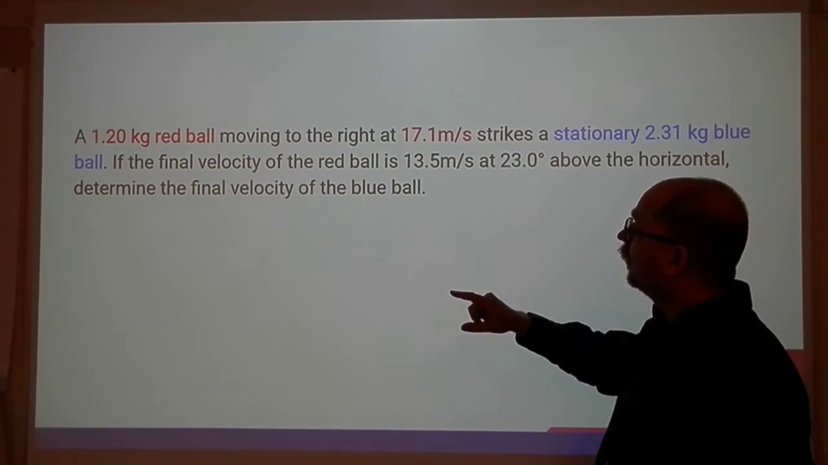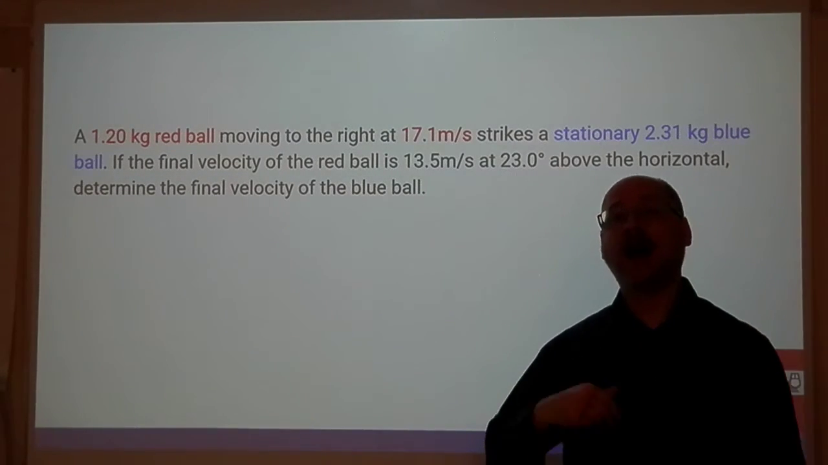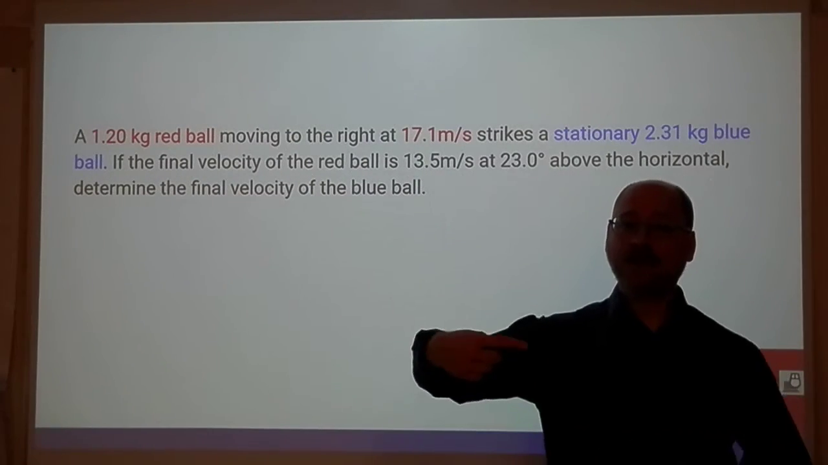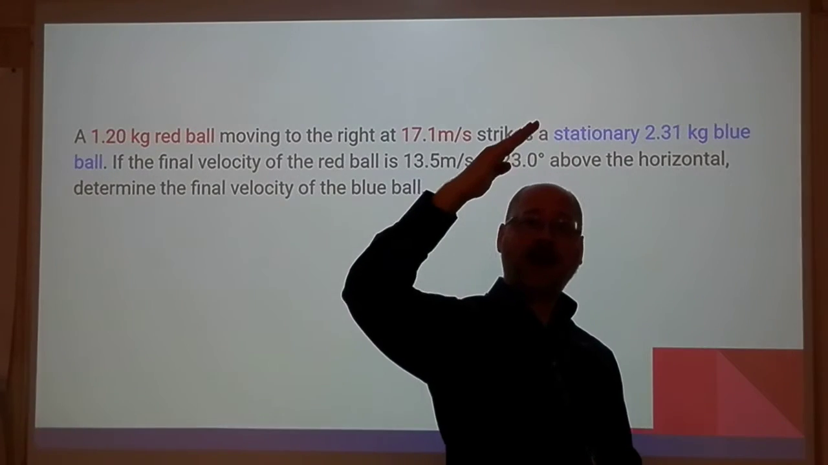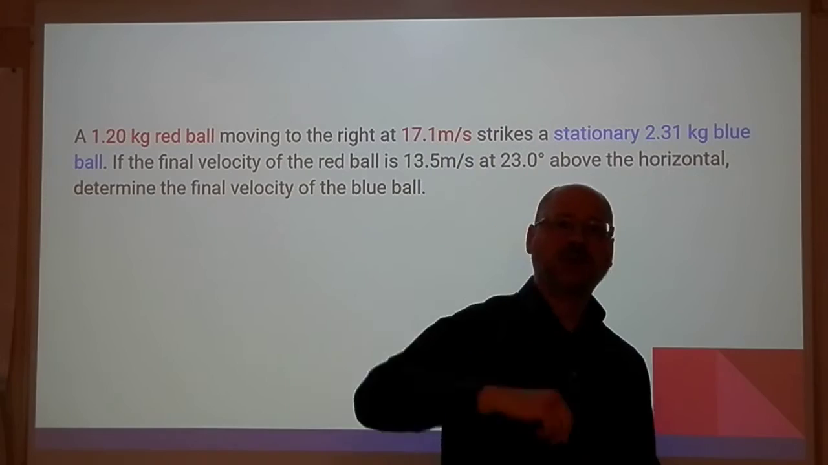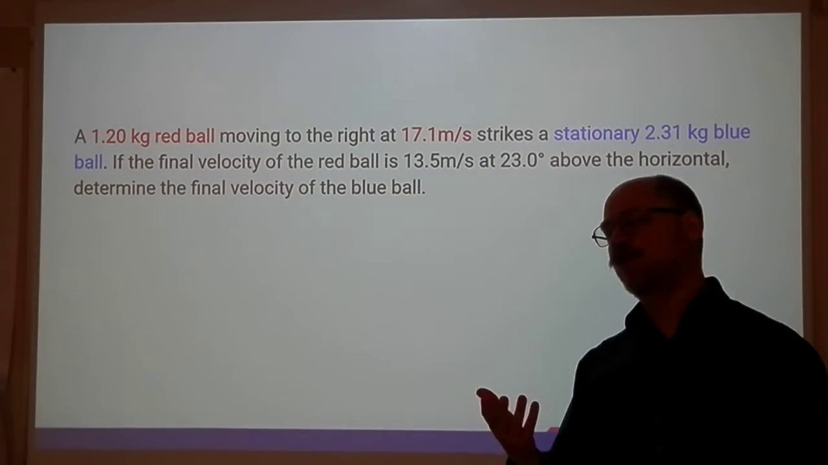But after that collision, the red ball is moving at an angle. And I'm saying it's moving above the horizontal, 23.0 degrees. Now what I mean is, originally the red ball was coming in horizontally. Now it's going up at an angle, above the horizontal, above the original trajectory that the ball had, if you want to think of it that way.